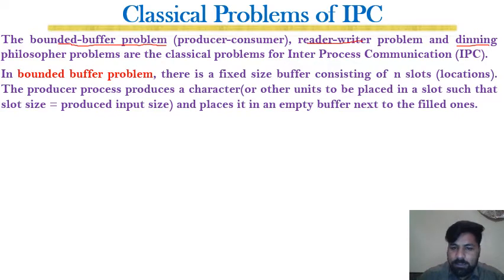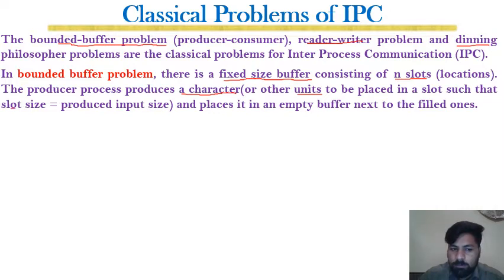There is a fixed size buffer. It means that in the producer-consumer problem there exists a fixed size buffer, and a fixed size buffer means that its size cannot grow or shrink when the process executes. It consists of n slots or n locations. The producer process produces a character, or other units that can be placed in a slot. It can be a word, a byte, a KB, even an MB, but it must fit in a single slot of the buffer.